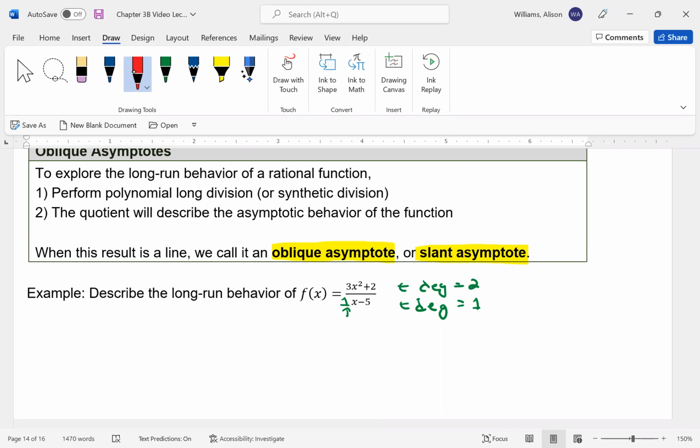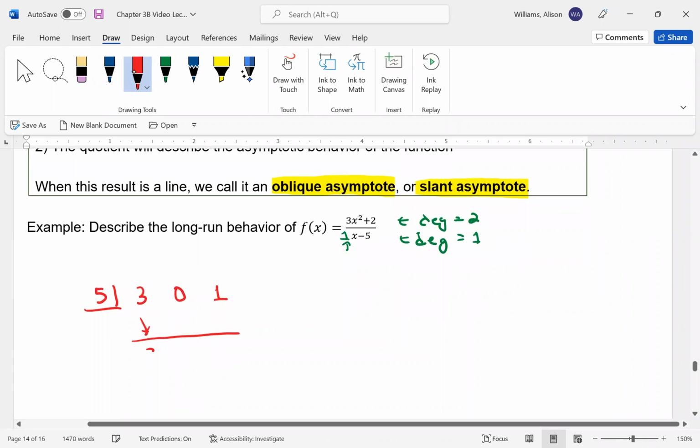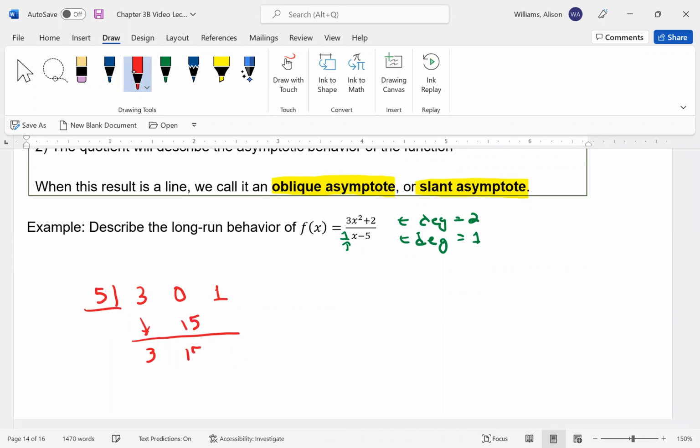So I'm going to take that -5 and switch the sign on it. Then I'm going to take the coefficients of the numerator, and since it's missing an x, I'm going to put a 0 in there and start dividing. So we get 3. 3 times 5 is 15. We get 15. 5 times 15 is 75, and that's 76.